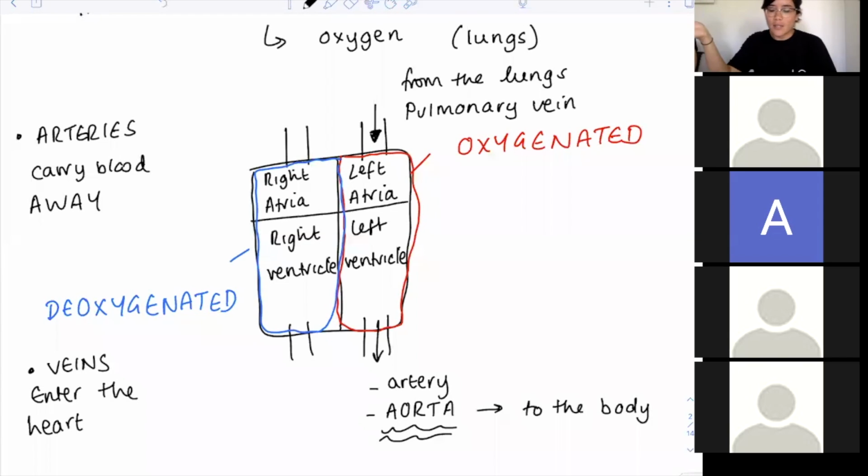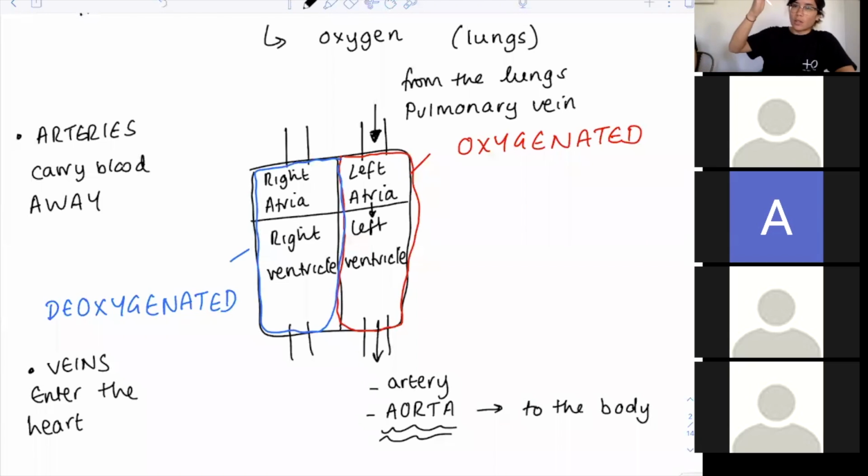So we've got a very nice situation here where our oxygenated blood is passing from the pulmonary vein into the left atria. The wall of the heart is extremely muscular, so the wall of the left atria contracts, forcing that blood into the left ventricle and then out of the aorta.